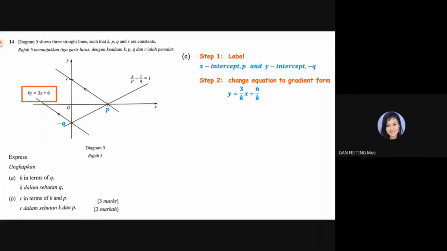Right? Now, in here, what do you see? You see Y equals to MX plus C. What is C? C is your Y-intercept. Therefore, I see my Y-intercept here in the diagram is negative Q. So I go on with my next step. I compare the Y-intercept. So what do I compare? It will be my negative Q equals to 6 over K. So therefore, I get my K as negative 6 over Q.